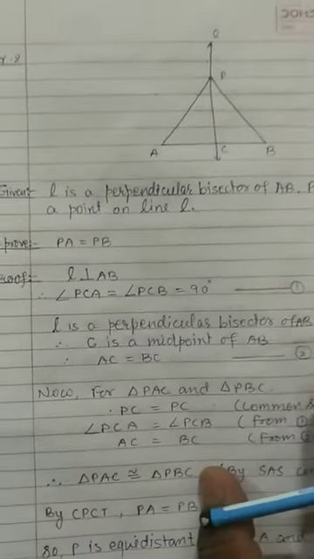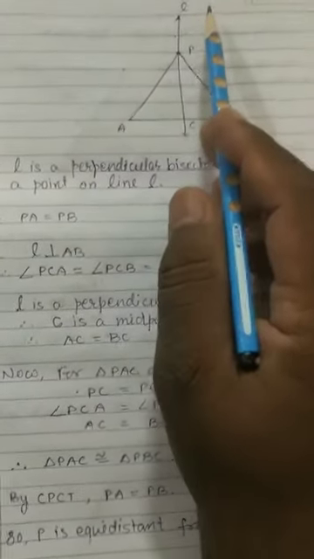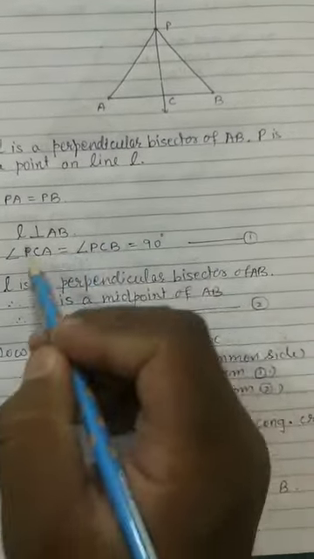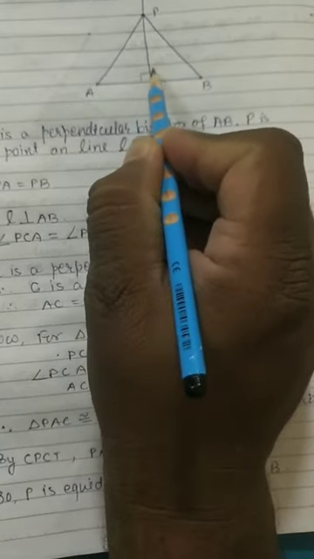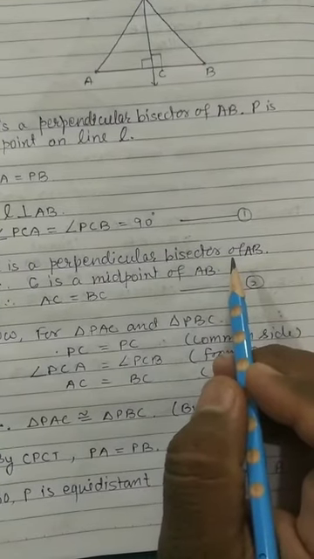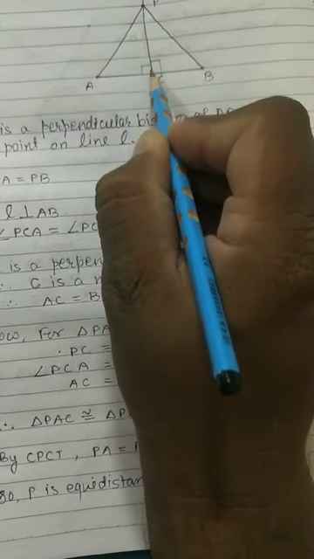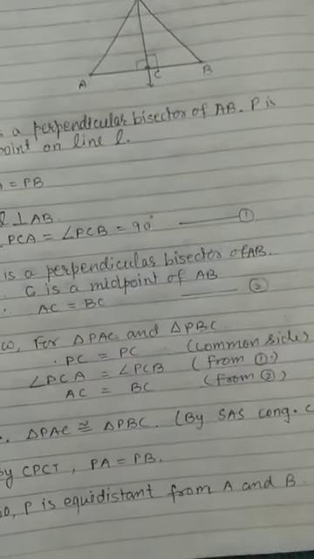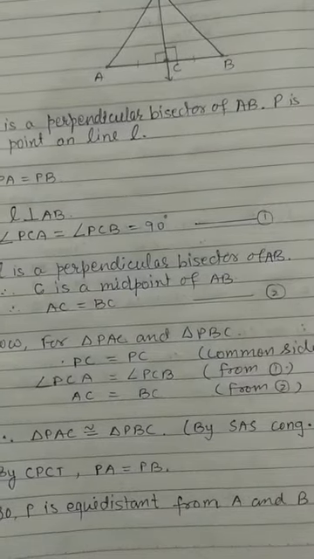Example number 2. This is also a prove-that type question. What is given to us? Line segment AB is given to us and line L is perpendicular. Perpendicular means this angle and this angle are of 90 degrees, right? This is the meaning of perpendicular bisector, and bisector means that this line intersects or divides this line segment into two equal parts. That is, you can say AC is equal to BC, right?